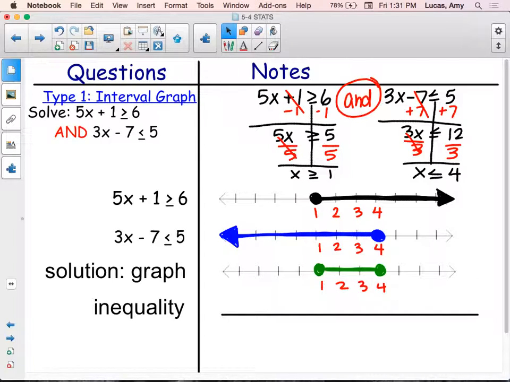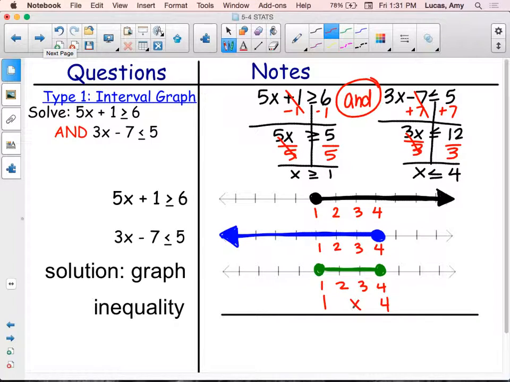Now, to write this as an inequality, I have my boundary numbers 1 and 4. I know that my variable is somewhere in between there. It makes sense to me that I've got a less than or equal to, x is less than or equal to 4. That makes sense to me because it's going to the left. But on the other one, it's going to the right.